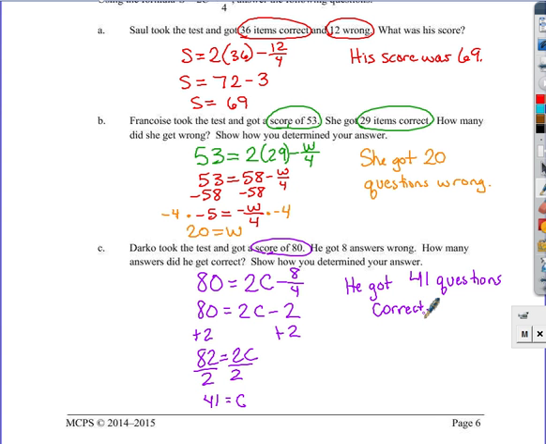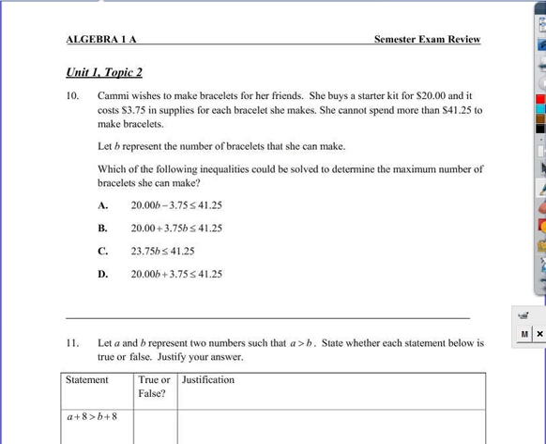Number 10. Cami wishes to make bracelets for her friends. She buys a starter kit for $20. So she bought this for $20, and it costs $3.75 for each bracelet she makes. So that means I know we're starting with 20, and it's $3.75 per bracelet. She cannot spend more than $41.25.